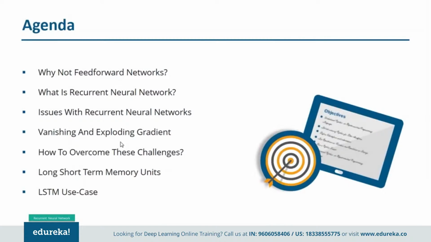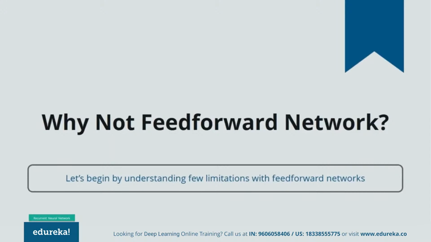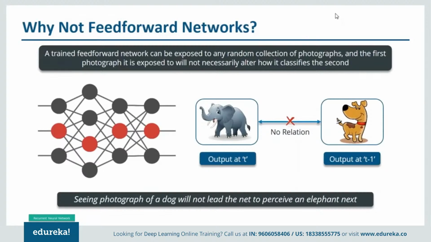So guys, let's begin. We'll understand why we can't use feedforward networks. Now let us take an example of a feedforward network that is used for image classification. We have trained this particular network for classifying various images of animals. Now if you feed in an image of a dog, it will identify that image and provide a relevant label to that particular image. Similarly, if we feed in an image of an elephant, it will provide a relevant label to that particular image as well.